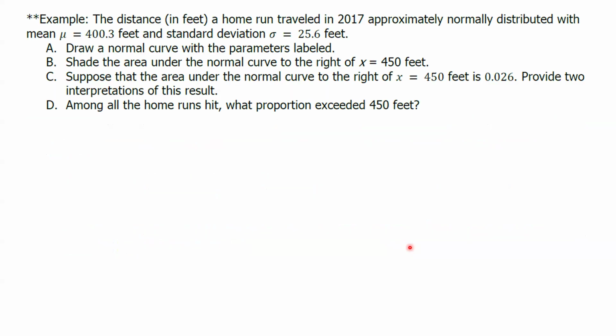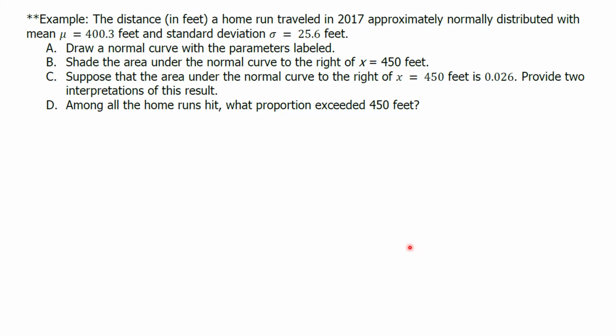So in our first practice problem here, we are told that the distance in feet a home run traveled in 2017 is approximately normally distributed with a mean of 400.3 feet and a standard deviation of 25.6 feet. A is asking us first to draw a normal curve with the parameters labeled.